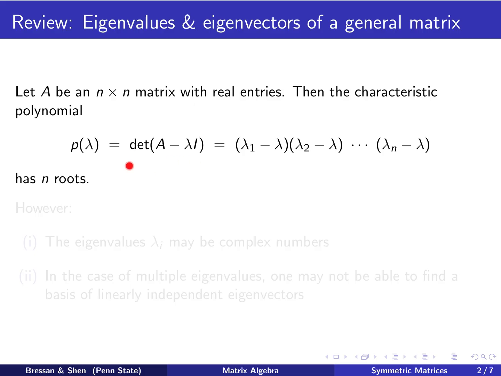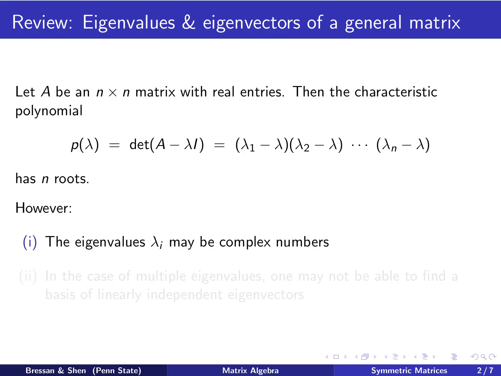And once you work out the determinant, you will see that this will be a polynomial of degree n, and then if you factorize it into all the roots lambda 1, lambda 2 to lambda n, then you can write it in this product form. So we see that we will have n roots.